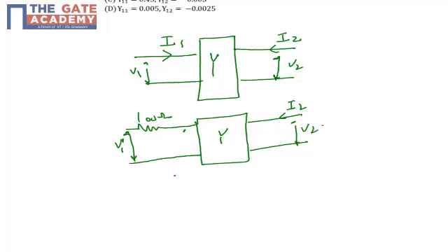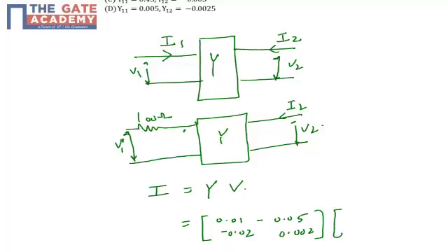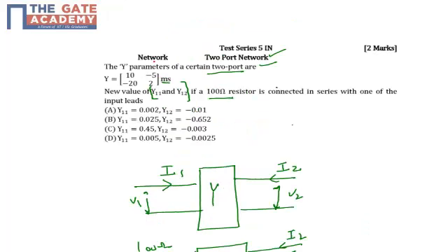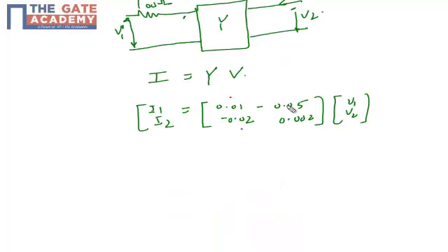We know that for the y parameters the relation is I is equal to Y times V. So if I write down the y parameters here, they are 0.01, minus 0.05, minus 0.02, 0.002, times V1, V2, with input currents I1 and I2. The y parameters are in millisiemens, so I have multiplied each and every element by 10 raised to the power minus 3, and we get every term in decimals.